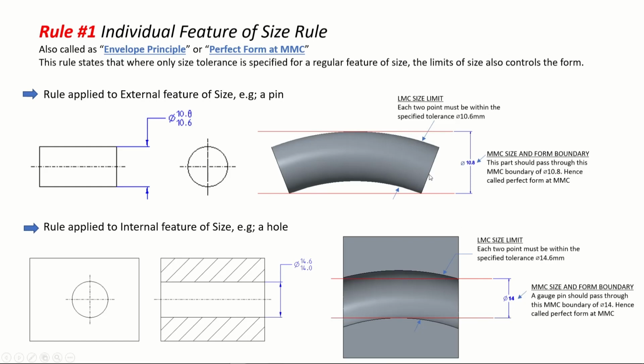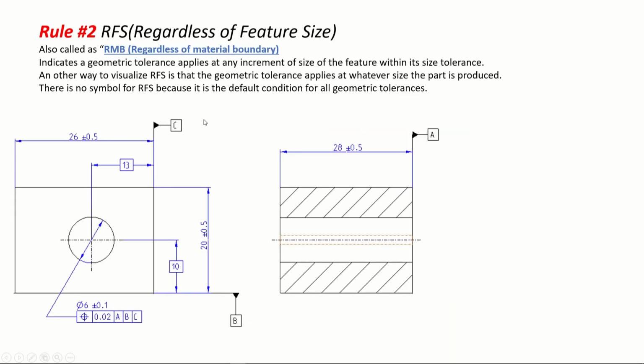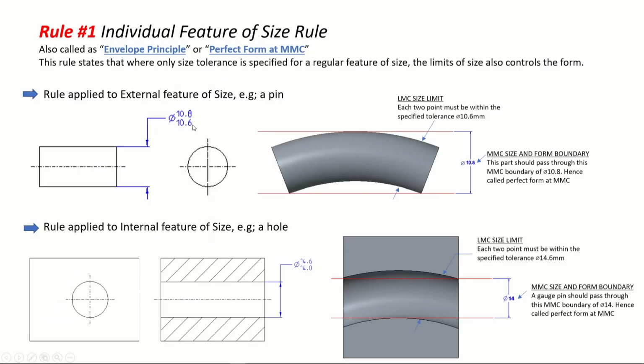Now also, just like the above case, in every cross section it should not go beyond 14.6. That is the limit, the least material condition limit. It should not pass this. So this is your basic rule. Basically what it tells is that for perfect form at MMC, the size tolerance, sorry guys, whatever size tolerance is mentioned in the part, will actually control the form of the part, the shape of the part. You should remember that.